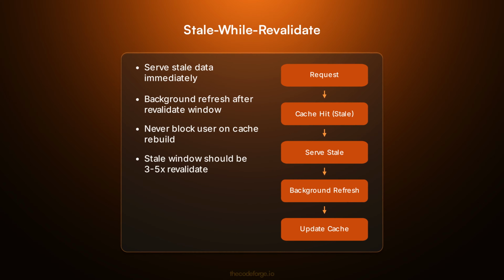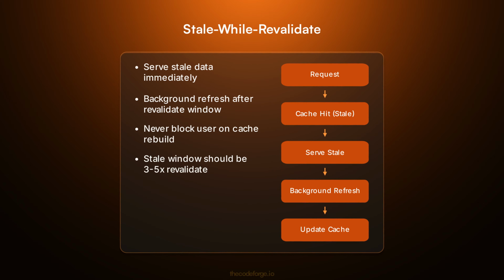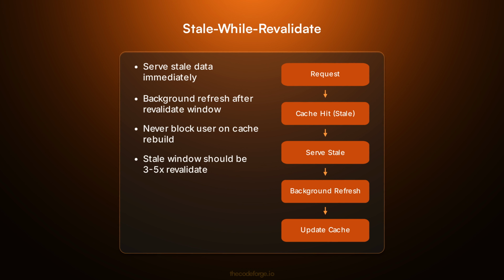The Stale-While-Revalidate pattern serves the cached stale response immediately to the user, then in the background refetches fresh data and updates the cache. The user never waits for the origin. The stale window must be large enough to absorb traffic spikes.